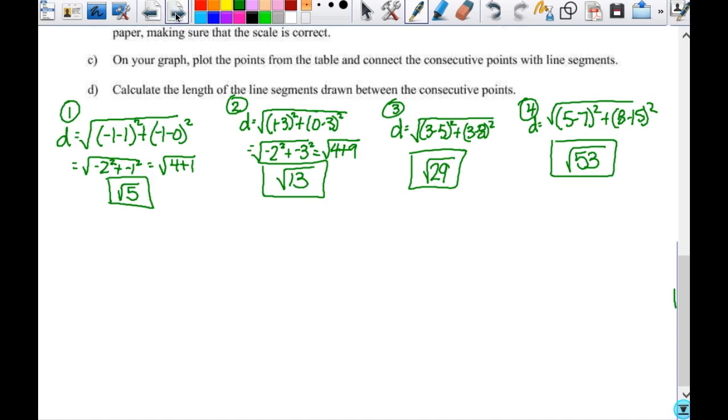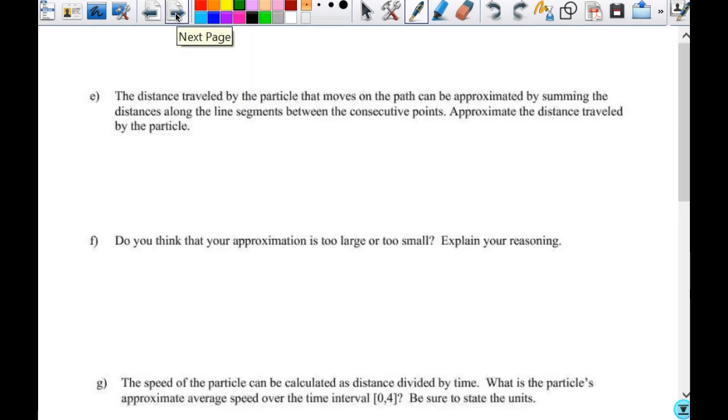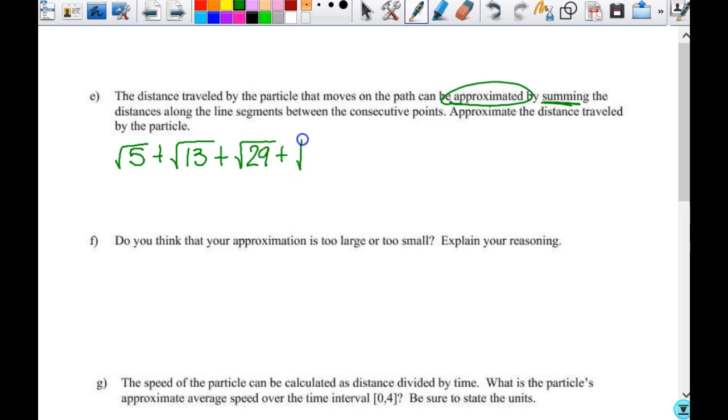So I'm not going to walk you through all of these, but I'm going to get you through most of number 1, and then you should have a good idea of what to do. So now it says the distance traveled by the particle that moves on the path can be approximated by summing. Summing means we're going to do what? Add. Okay, summing distances along the line segments between the consecutive points. So if we want to approximate the distance traveled, that means we know it goes the square root of 5 plus square root of 13 plus square root of 29 plus the square root of 53. So you can just type that in on your calculator.